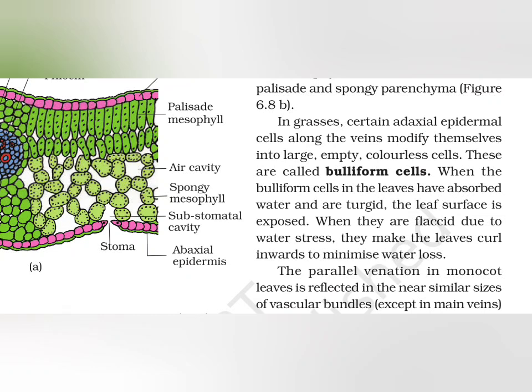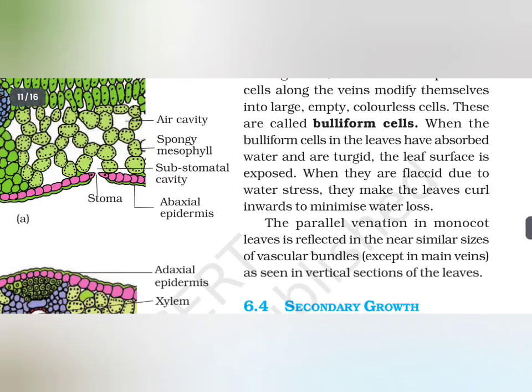These are called bulliform cells. When the bulliform cells in the leaves have absorbed water and are turgid, the leaf surface is exposed. When they are flaccid due to water stress, they make the leaves curl inwards to minimize water loss.